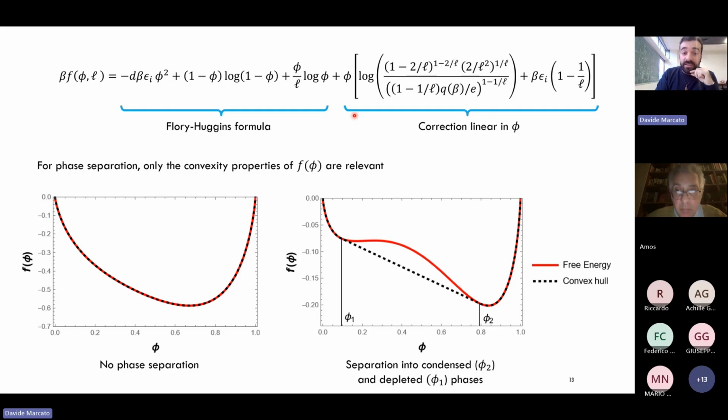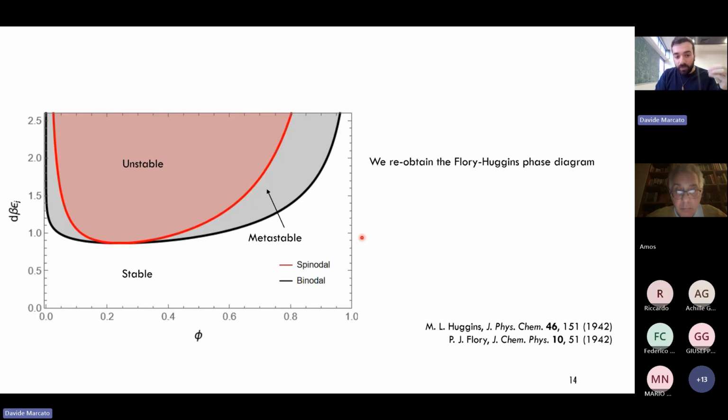But the fact that our correction is linear implies that from the point of view of phase separation, we reobtain the Flory-Huggins phase diagram, even though this phase diagram was originally obtained by Flory and Huggins for a monodisperse solution of fully flexible chains, whereas we obtained the same thing for a polydisperse solution of semi-flexible chains. And the idea is that these two things might be related to one another.